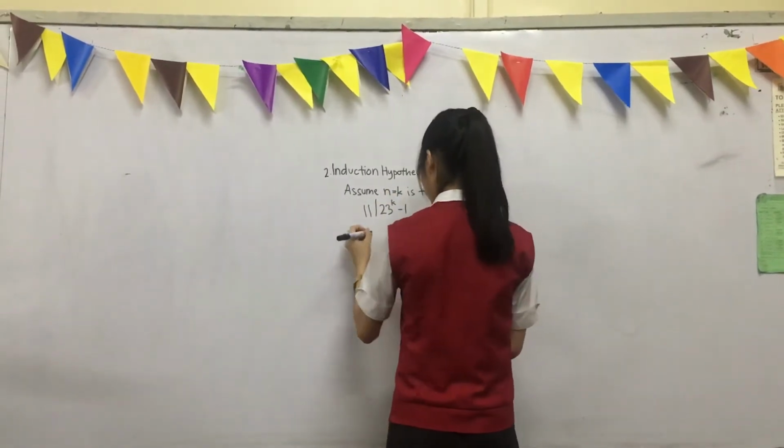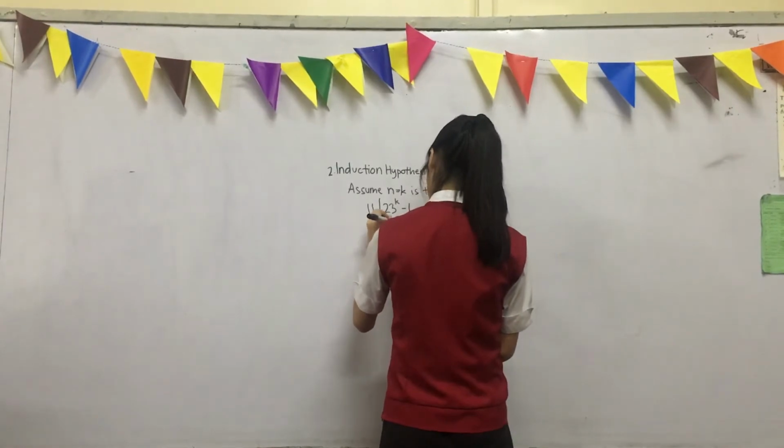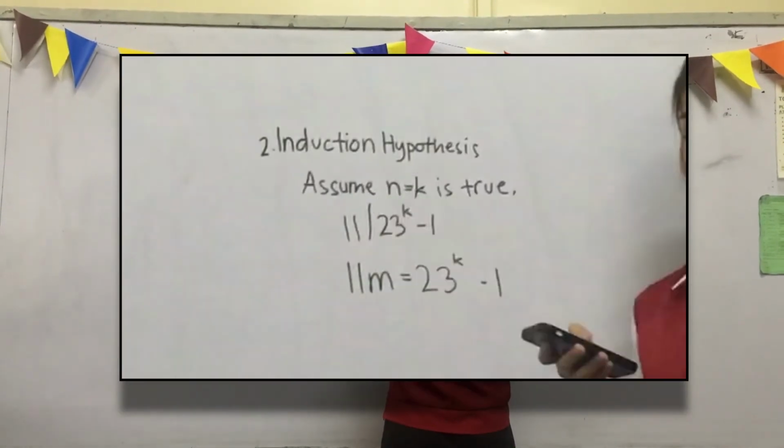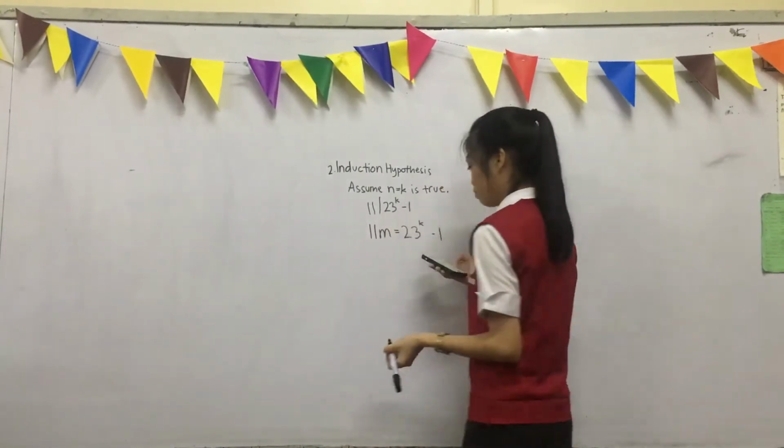Now, in order to distribute and multiply the 23 to 23 raised to k, you'll have to look back at the second step, which is the induction hypothesis. You can see there that there is also a 23 raised to k. In order to change that, you'll have to find the value of 23 raised to k.